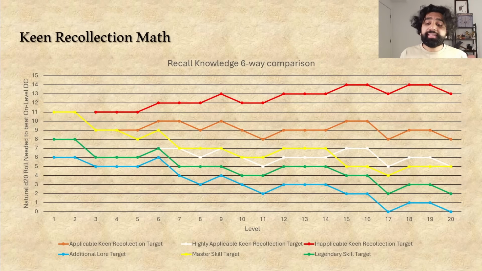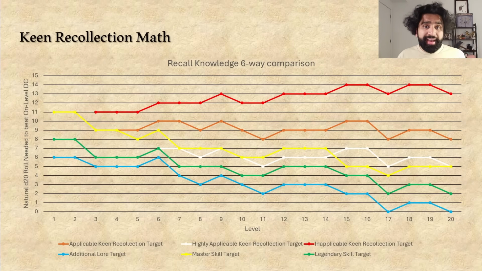And the blue line is additional lore, which is following roughly the same progression as the green line in terms of its bonus, with the item bonus being a little delayed, but it is always benefiting from a -2 to the DC, and this is unambiguous, and thus it is always ahead of the legendary line. And these 6 charts should show you why I rule Keen Recollection the way I do.